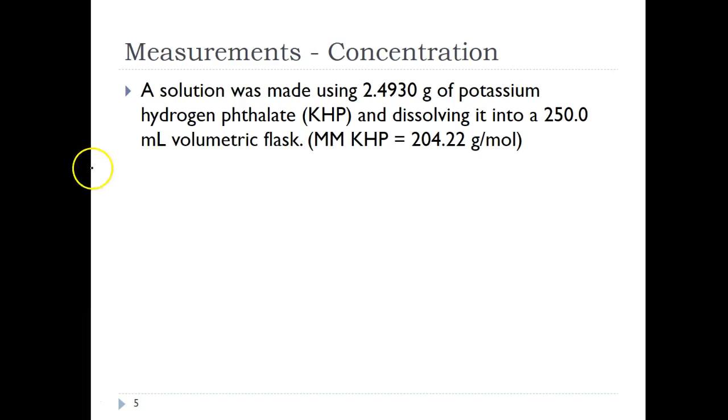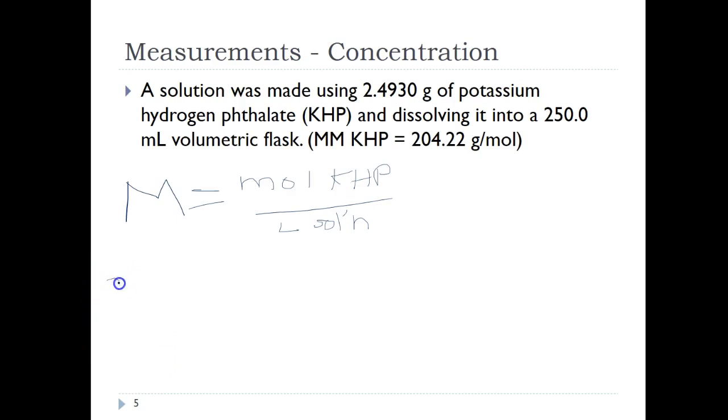So again, we're doing molarity: moles of solute, which in this case is going to be KHP, divided by liters of solution, which will be the total. Okay, so what we need to do is convert our grams of KHP into moles of KHP, so we're just going to be doing dimensional analysis on that.